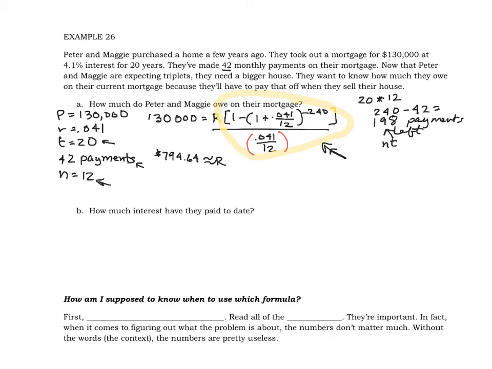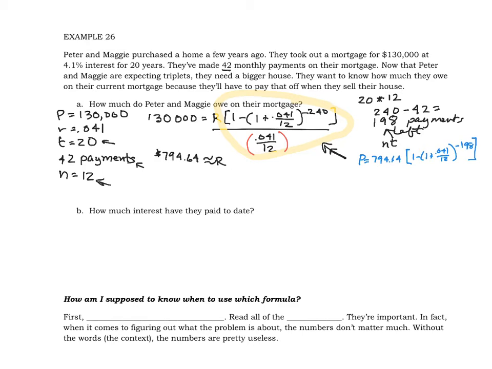Okay, I'm going to use a different color. So we're finding out the new principal. The monthly payment was $794.64. I think I should have given myself a little bit more space here. 1 minus (1 plus 0.041 divided by 12), close parentheses, raised to the negative 198. That's how many payments we have left.